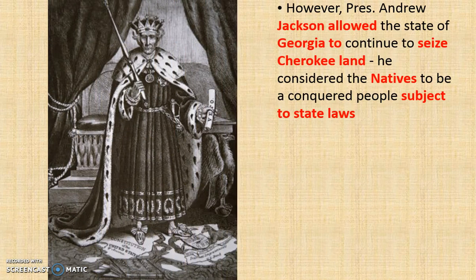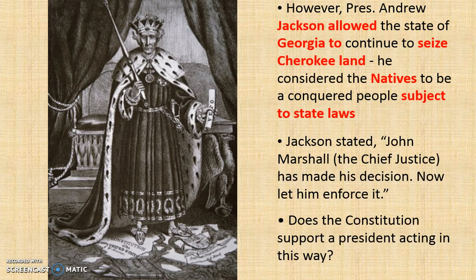However, President Andrew Jackson, who had agreed with the Indian Removal Act, allowed Georgia to continue to take Cherokee land because he considered the natives to be a conquered people and that they were subject to state laws. So he disagreed with and disregarded the idea of the Cherokees having a sovereign nation inside the state of Georgia and the rights to their own territory. He said they were subject to the state law. In fact, his famous quote, or at least the one he's purported to have said, was, "John Marshall has made his decision, now let him enforce it."